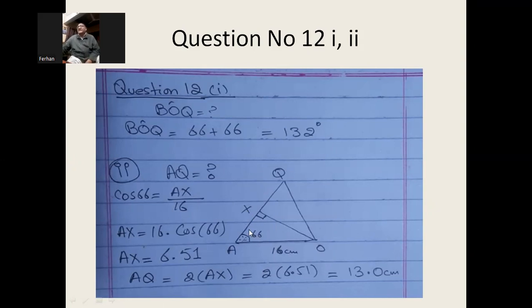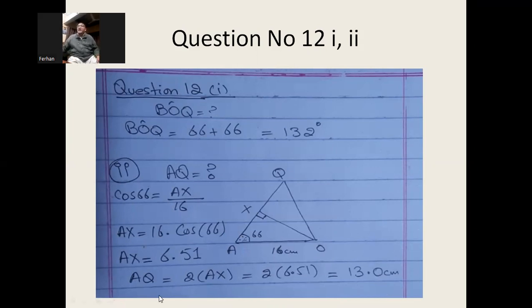So this is a right angle triangle. Here I know this angle and I know this is the hypotenuse, and I want to know how much is this AX, which is the base. So I will use cos 66 is equal to base by hypotenuse, AX divided by 16. So AX is equal to 16 multiplied by cos 66. That will give you 6.5. So from A to X, the length is 6.51. You double it, so then you get AQ, 2 into 6.51, and that will be 13.0 centimeter. So this is how you will find the AQ.